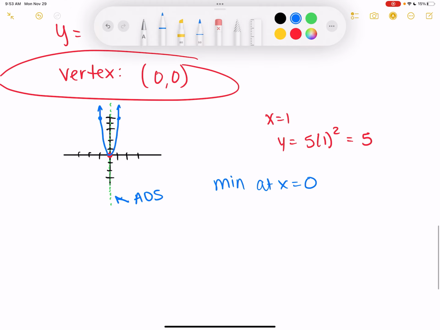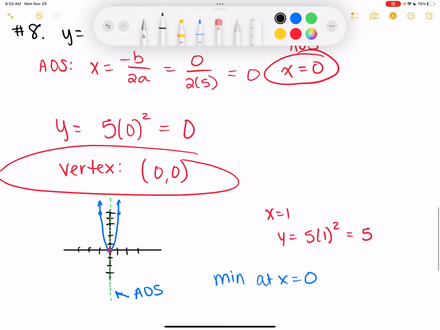All right, any questions about this one? Okay, so far? Okay.